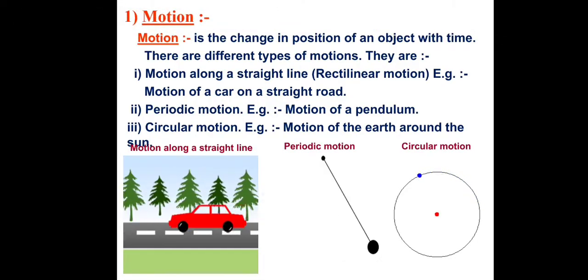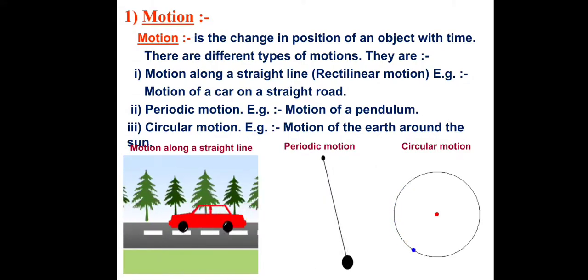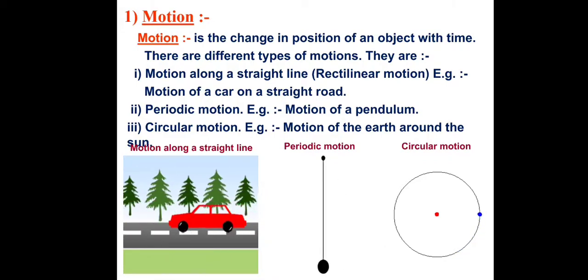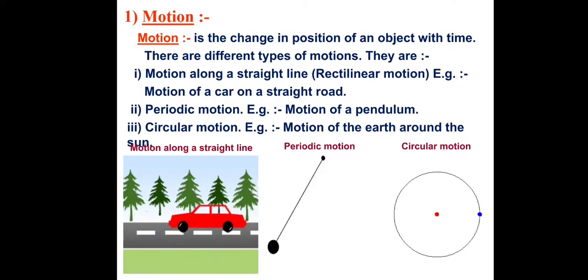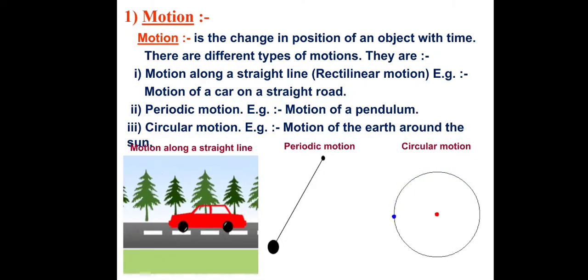So first, what is motion? Motion is the change in position of an object with time. And the different types of motions you studied in class 6. Motion along a straight line is also known as rectilinear motion. Example, on your screen you can see motion of a car on a straight road.